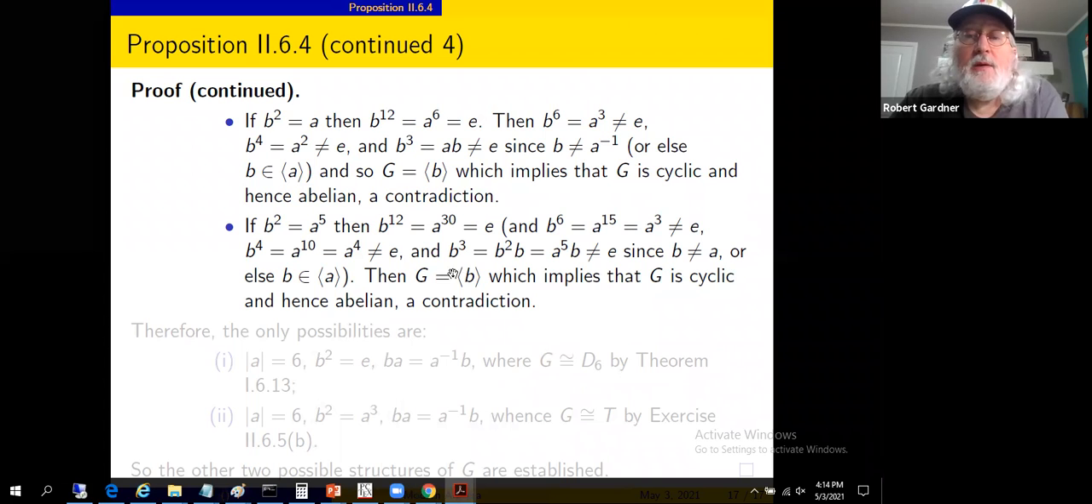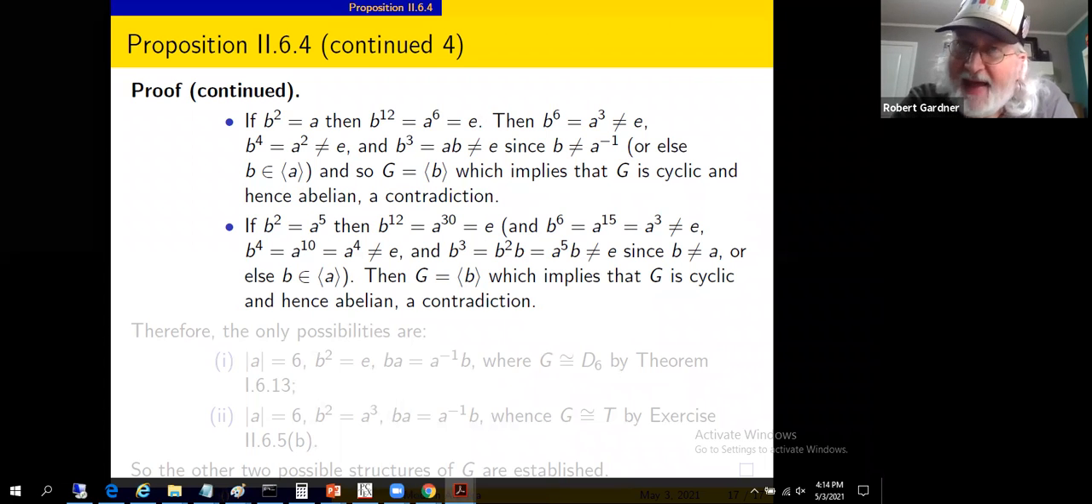So B to the 6th is not the identity. B to the 4th is not the identity. B cubed is not the identity. B squared is A to the 5th. That's not the identity. And B to the 12th is the identity. So B is an element of order 12.